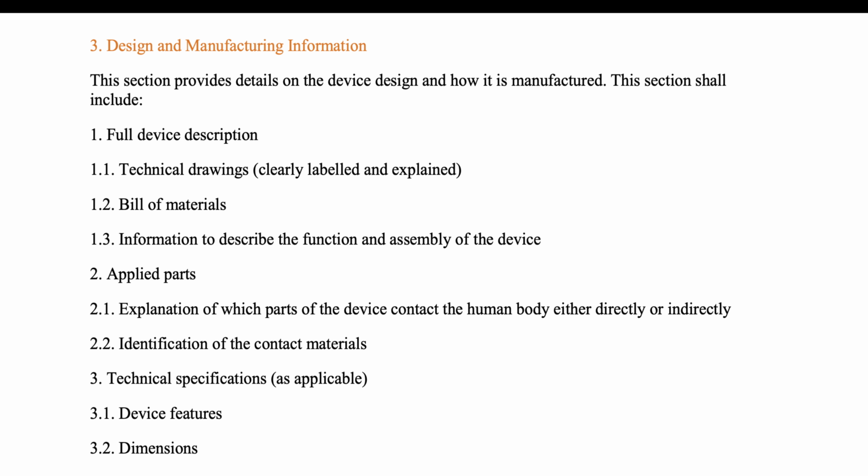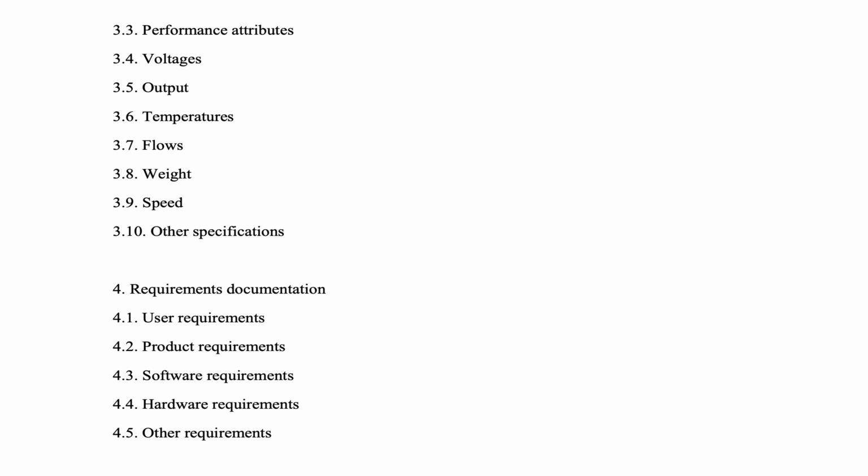The section shall include the full device description, the technical drawing, the BOM, function and assembly of the device, the device features, the dimensions, the performance attributes, the voltage, the outputs, the temperature, the flow, the weights, the user requirements, product requirements, software requirements, all the requirements should be captured. The information from the design perspective should also be captured as a D&D requirement.